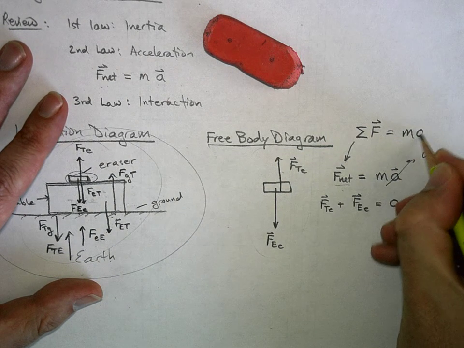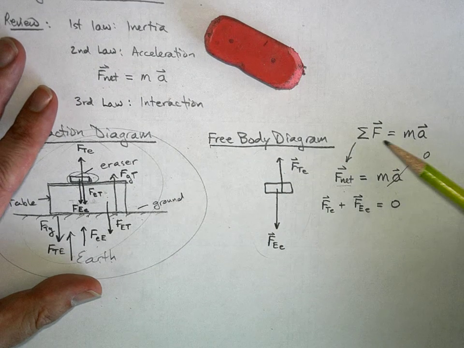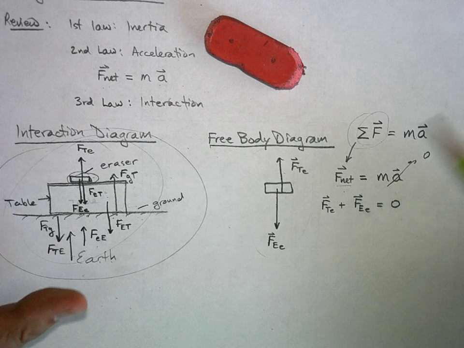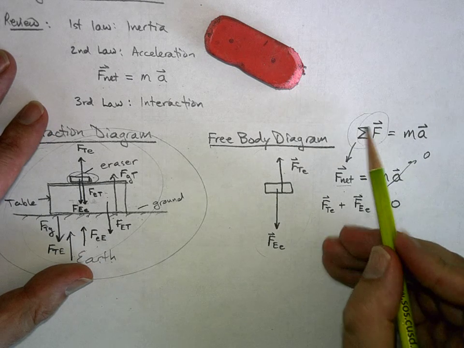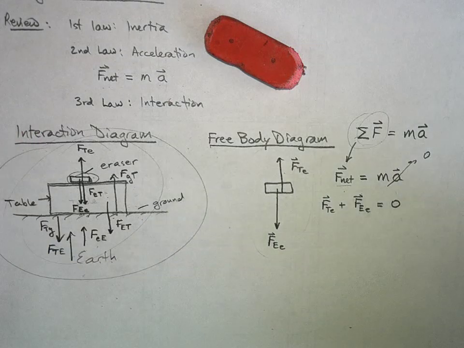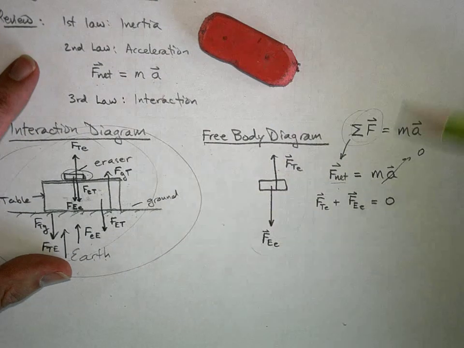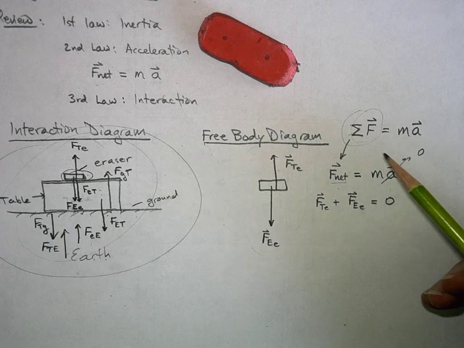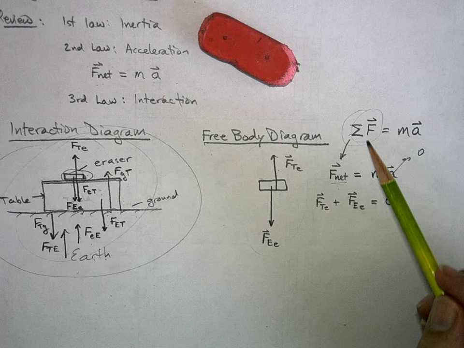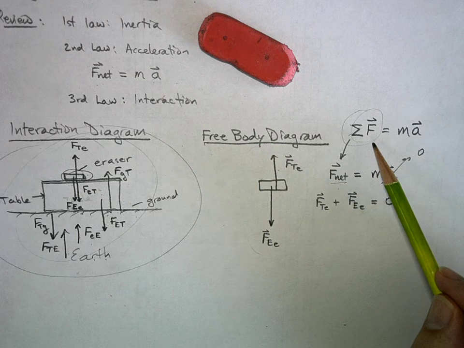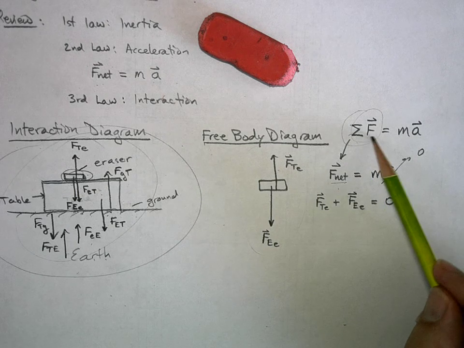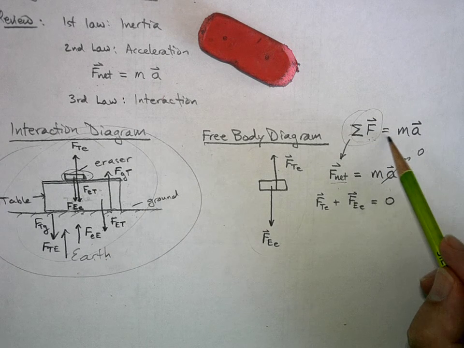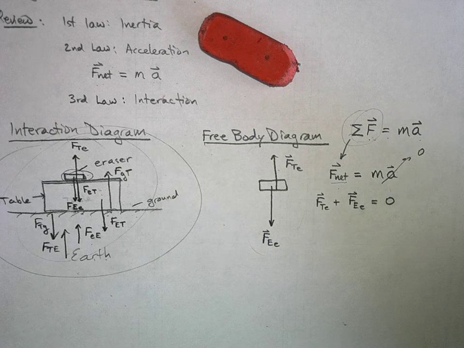equals ma. I like using sigma F instead of net force for several reasons. Sigma is kind of a cool thing to draw, and it's Greek, so it's pretty cool. And it also tells me what to do. It's almost like an operator. It's giving me instructions: add up all the forces acting on the object of interest. Add up all the forces, and that will be your net force, and that will be equal to the mass times the acceleration of your object of interest.